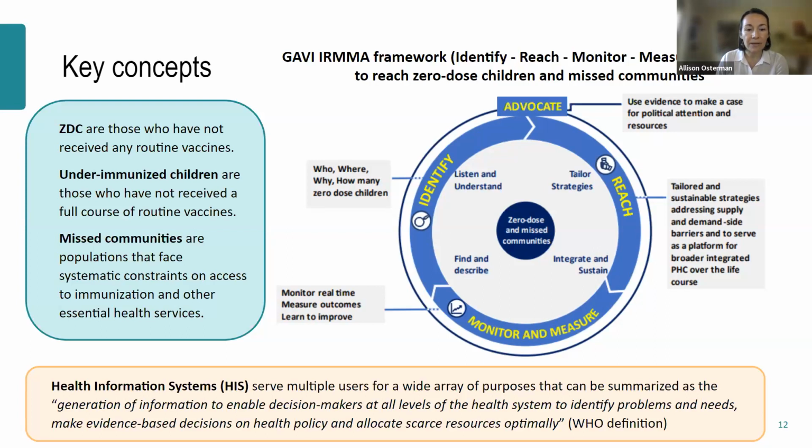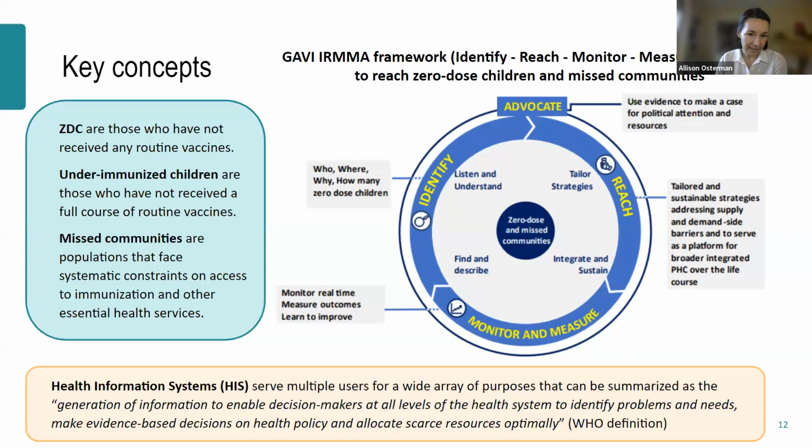I also included a definition for health information systems, which the WHO defines as systems that are used to generate information to enable decision makers at all levels of the health system to identify problems and needs and make evidence-based decisions and optimally allocate resources.